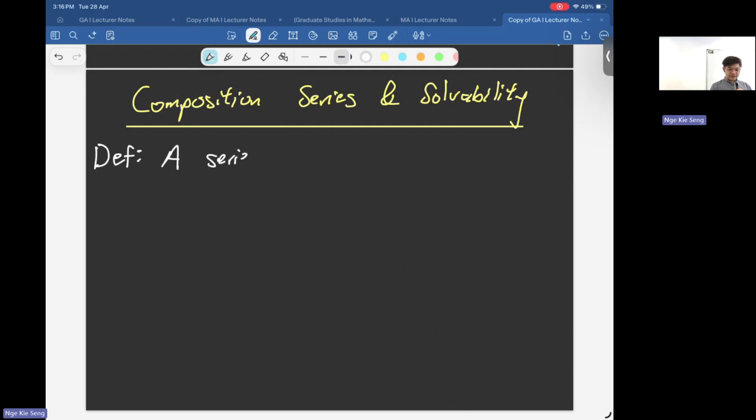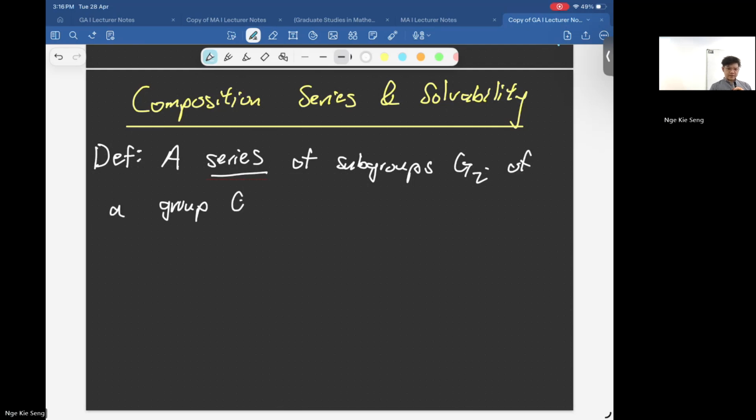We consider a series. The series is a bit different from the analysis series. It's not an infinite sum. This series is kind of a sequence, a sequence of subgroups, obviously, and it forms a decreasing sequence. So what can you imagine a decreasing sequence of subgroups to be?